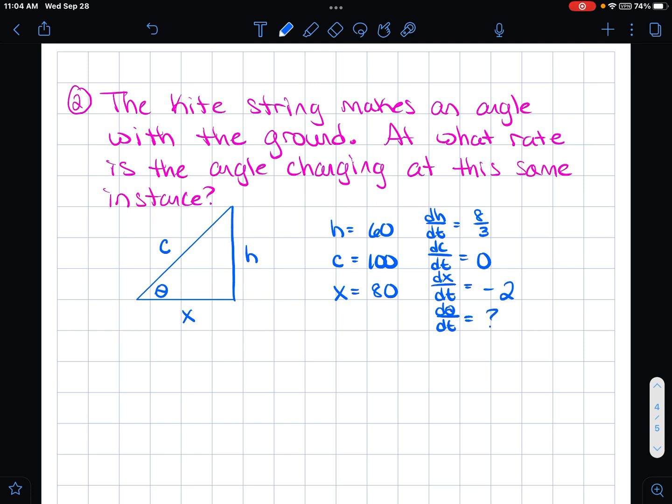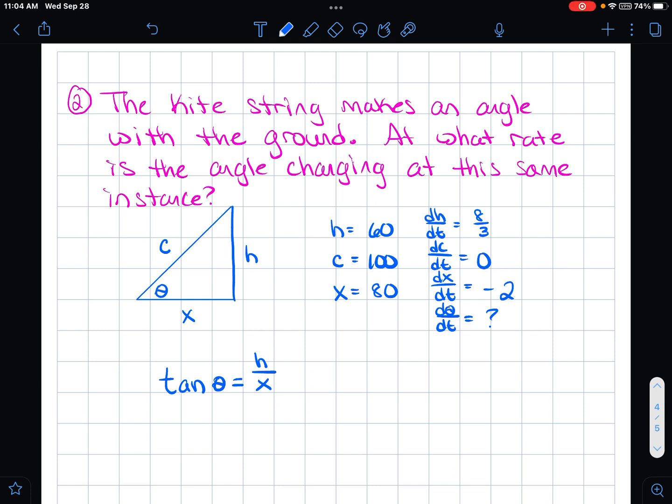That is an unknown. You can find the measure of the angle at this moment, but I'll tell you that we actually don't need to. Let's do some things with the variables we do have. Since we're working with theta, we're working with the angle, let's use some trigonometry. I'm going to use the opposite side and the adjacent side. So that means I'm going to use the tangent of theta. The opposite side is h, and the adjacent side is x.